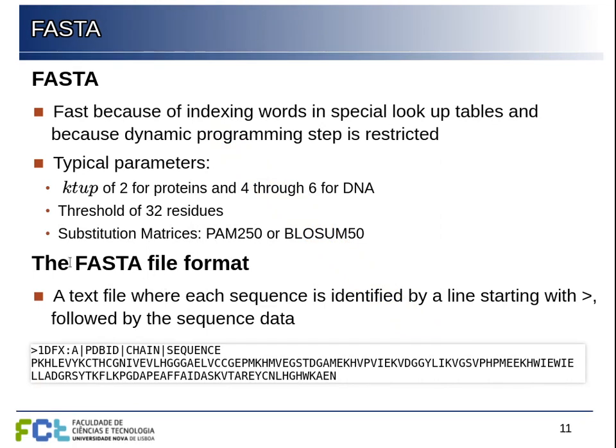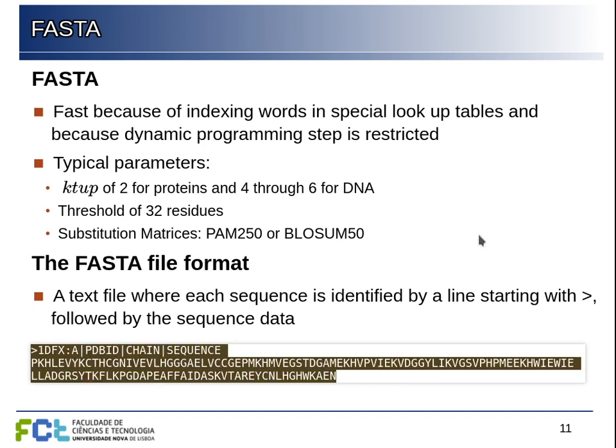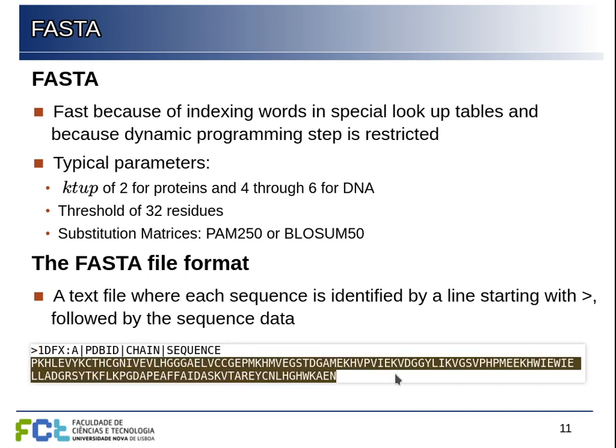So another thing that became standard with the FASTA algorithm is the file format. This FASTA file format is very used for storing sequence information and has a first line starting with this greater than sign. This line has a description of the sequence, and then it has a number of lines with the characters for the sequence, whether DNA or protein, but you can have the sequence split into several lines.